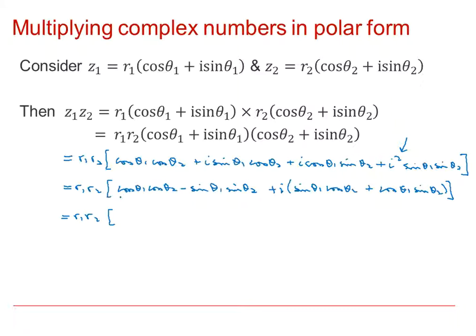Now you may or may not have come across your compound angle formulae. Don't worry if you haven't, they will be in your formula book and explained at a later stage. So this piece here, cos theta 1 cos theta 2 minus sine theta 1 sine theta 2, can be written as the cosine of theta 1 plus theta 2, plus i, and this bracket here, sine theta 1 cos theta 2 plus cos theta 1 sine theta 2, can be written as the sine of theta 1 plus theta 2.